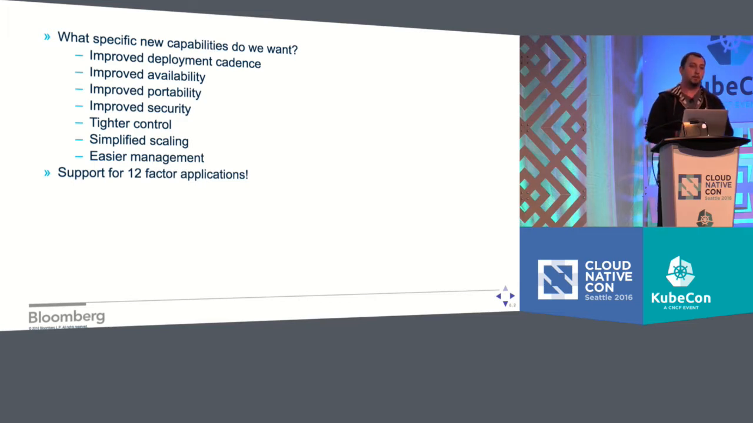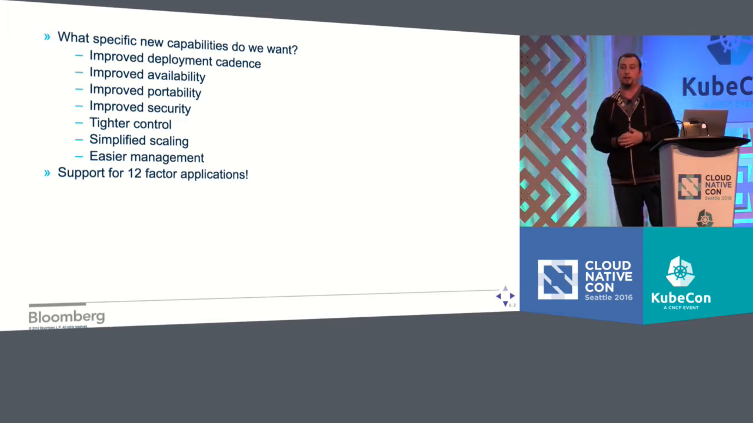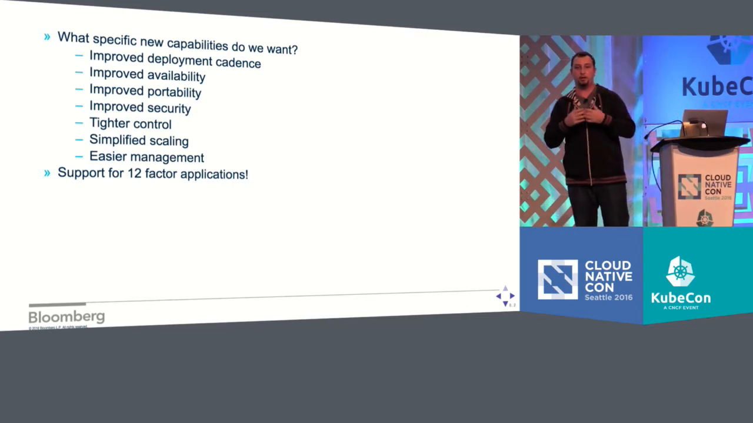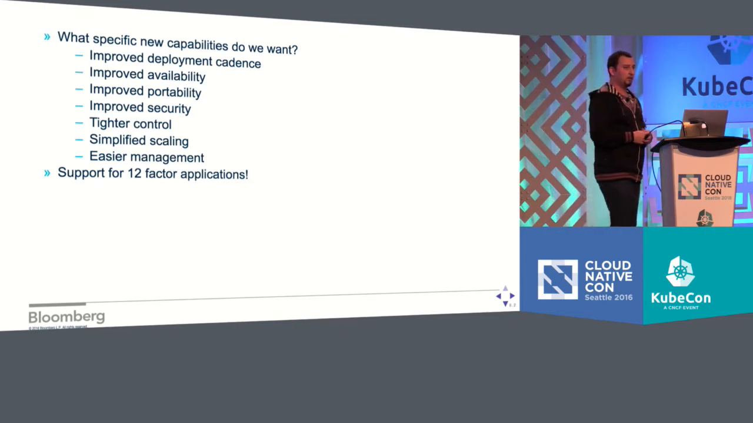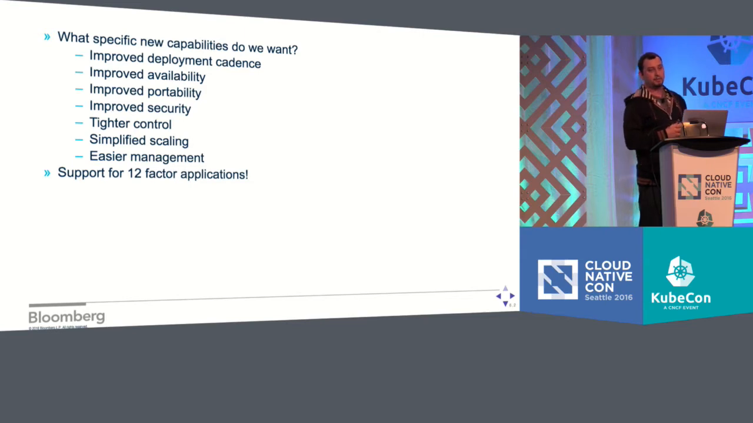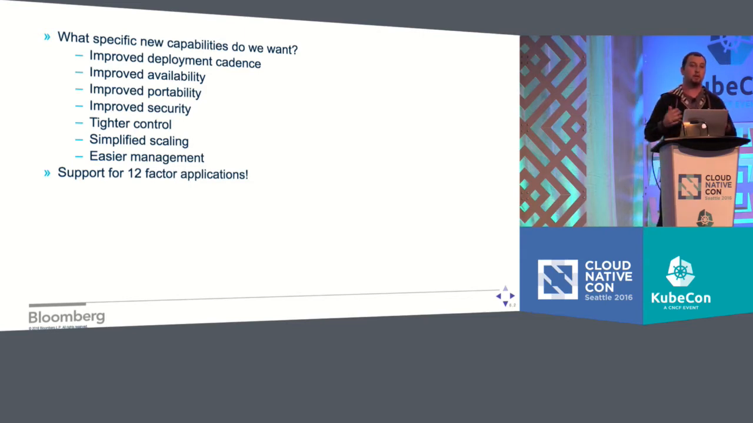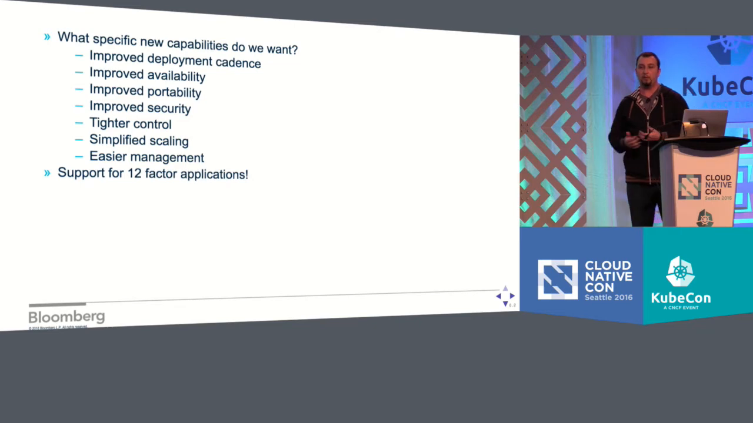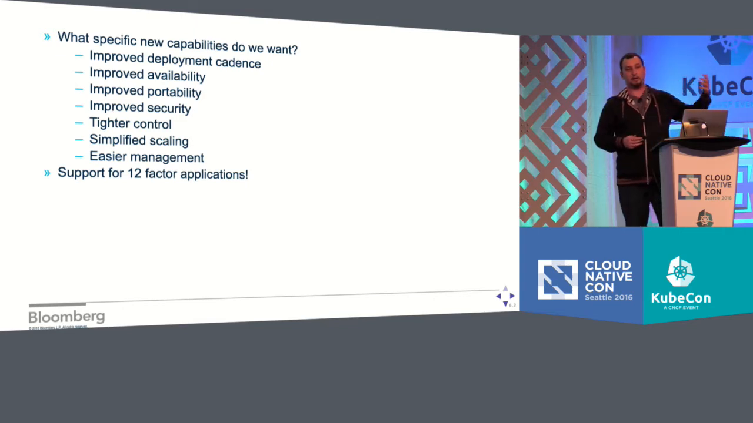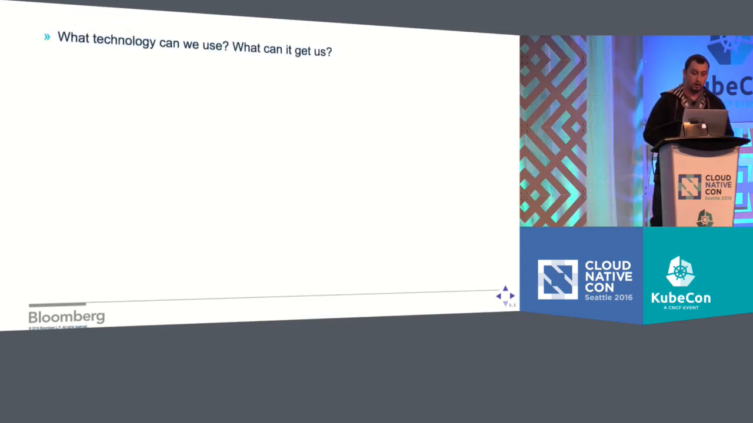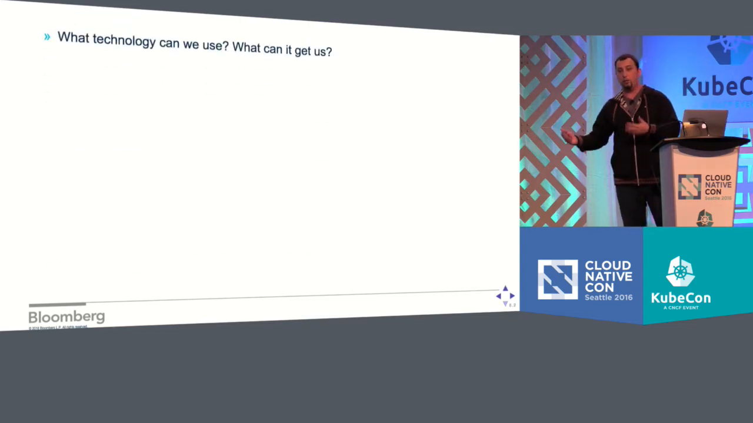And the biggest thing that we're driving for this is support for 12-factor applications. In the Bloomberg web world, we're really trying to push stateless applications. We don't want to necessarily store the data with the application. Perhaps the application talks to some backend somewhere and gets some data from something else, but we don't want to store state with the application. We want it to be lightweight, and that leads to the ability to scale the application a lot faster in and out, get better resource utilization, and that allows us to automate these processes a lot more efficiently as well. So what technology can we use and what can it get us?